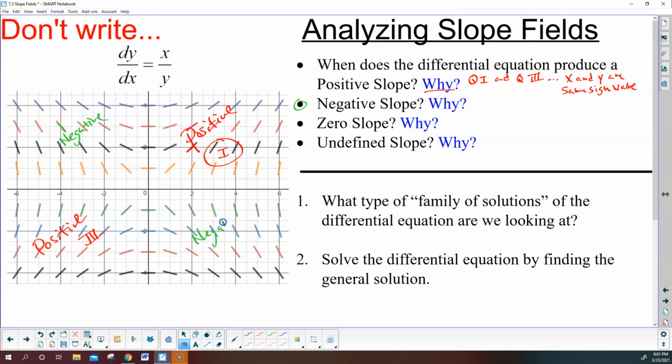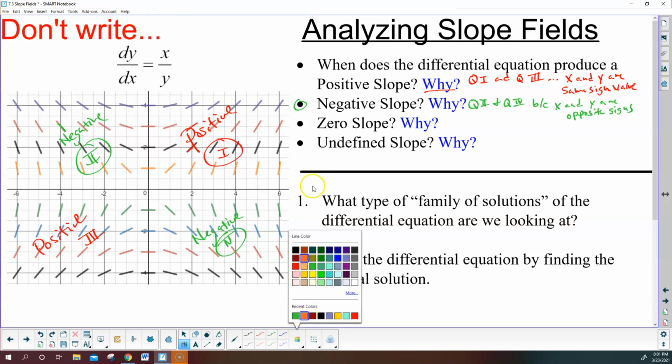Same thing in quadrant 4. Right? Quadrant 2, quadrant 4, we have negative slopes. Because x and y are opposite signs. Well, when do we have zero slopes? Let's take a look at that one.